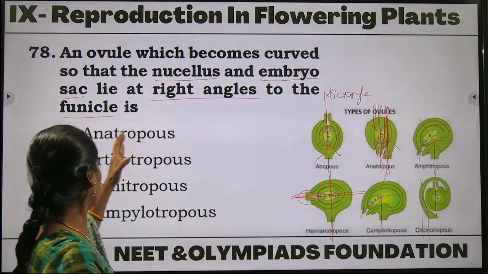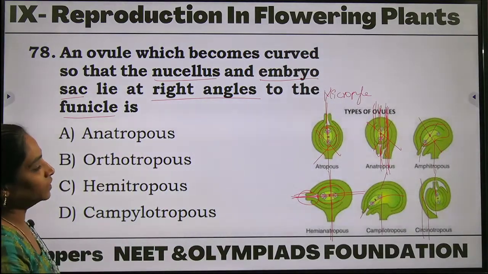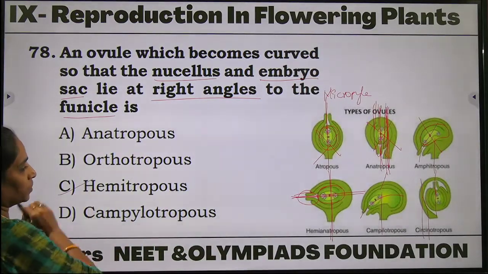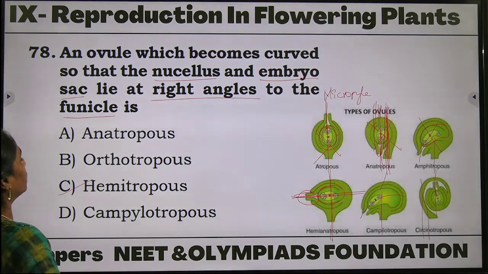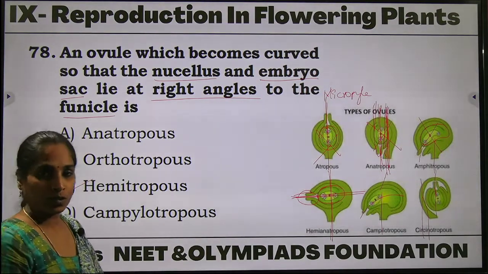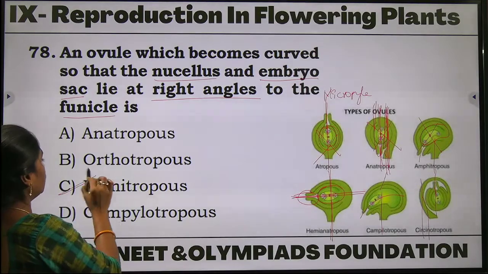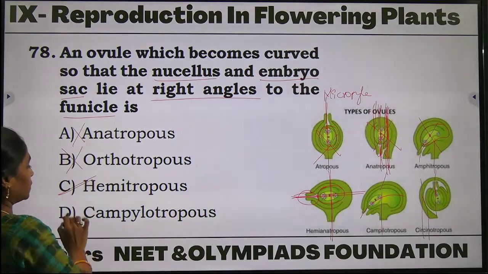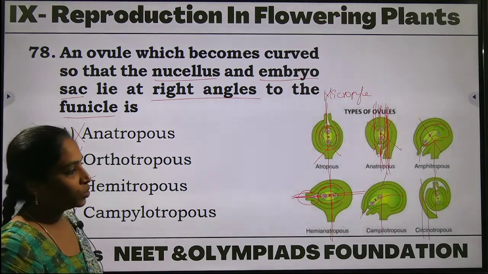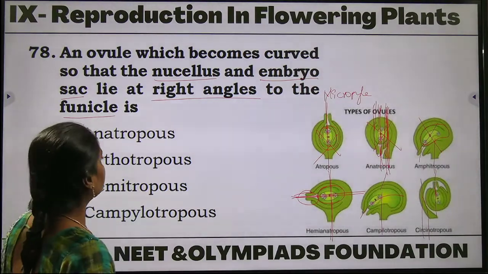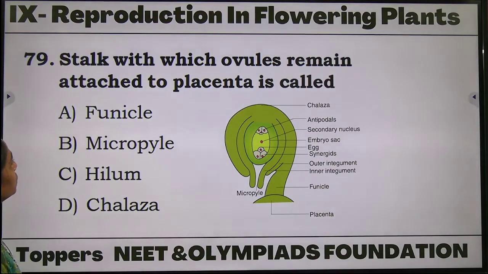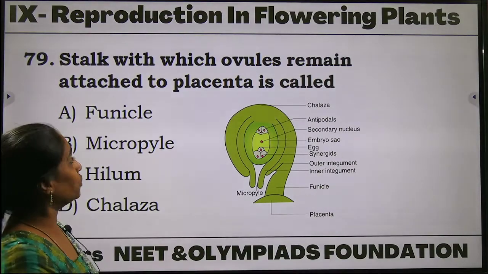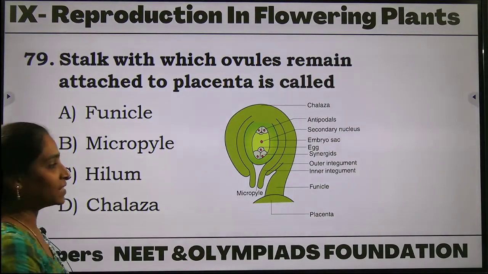Okay, so out of these, which will be the correct option? The hemitropous ovule, hemianatropous or hemitropous we can also say. This option C will be the correct one, not the anatropous, nor the orthotropous and not the campylotropous. Okay, right. Coming to the next question: a stalk with which ovules remain attached to the placenta.